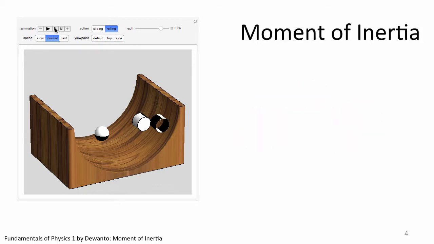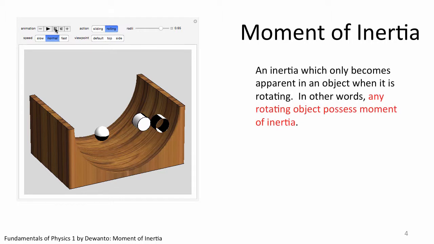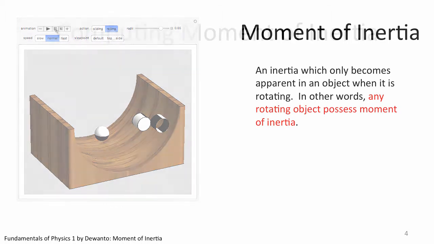You may say it is an inertia which only becomes apparent in an object when it is rotating. Or another way of saying it, any rotating object possesses moment of inertia. What we shall learn next is how to compute moment of inertia.